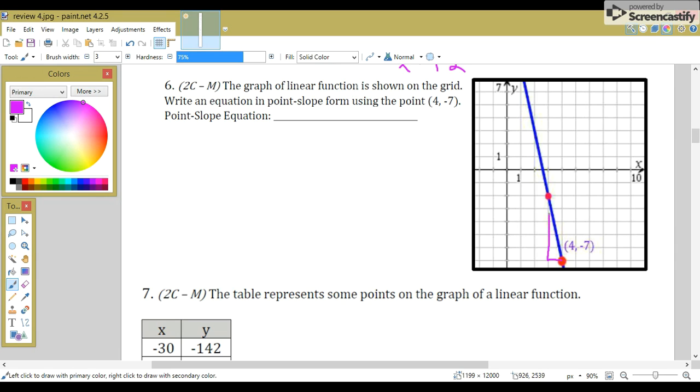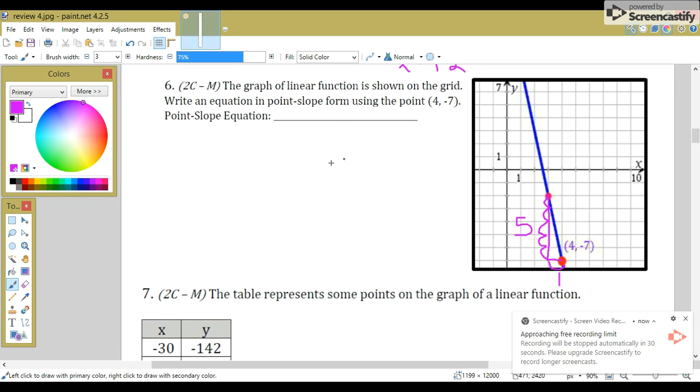So we're going to draw our triangle using the 2 points. Each square is skip counting by ones. So let's see our rise. 1, 2, 3, 4, 5. 5 in our rise, 1 in our run. Our squares are skip counted by ones on both the x-axis and the y-axis. This is a negative slope. It's decreasing. So our slope, m, is going to be -5/1. That equals -5.